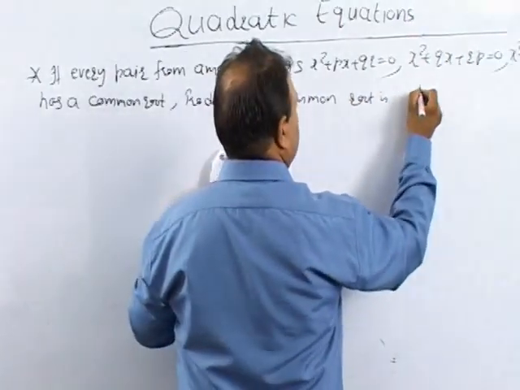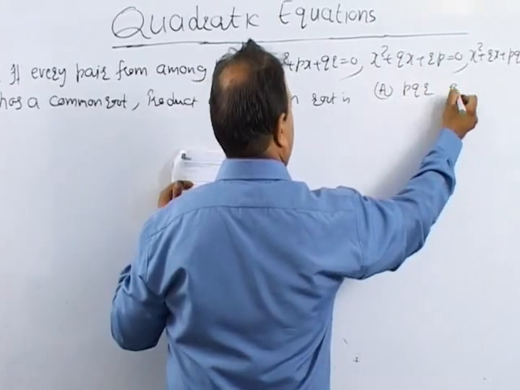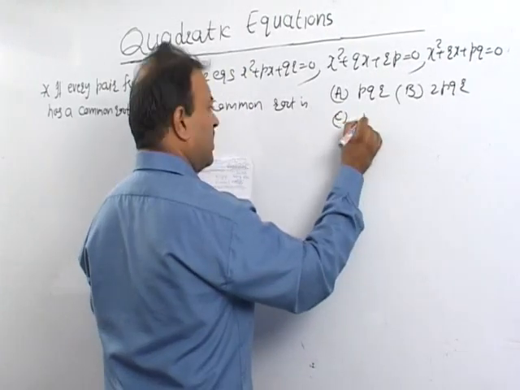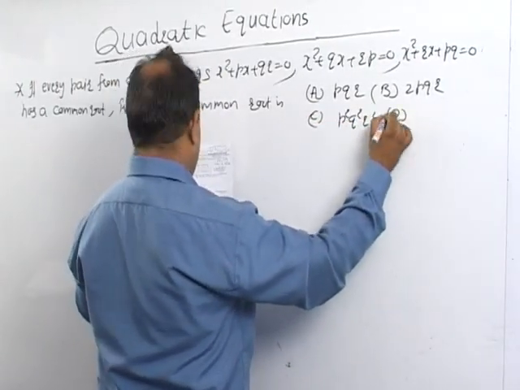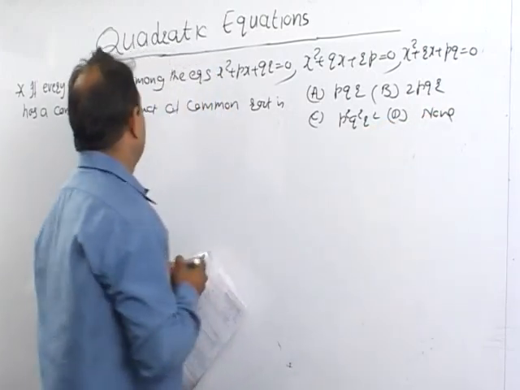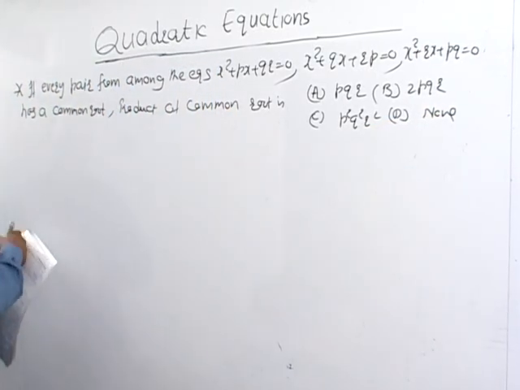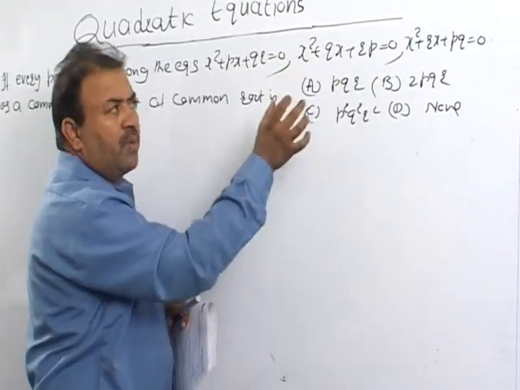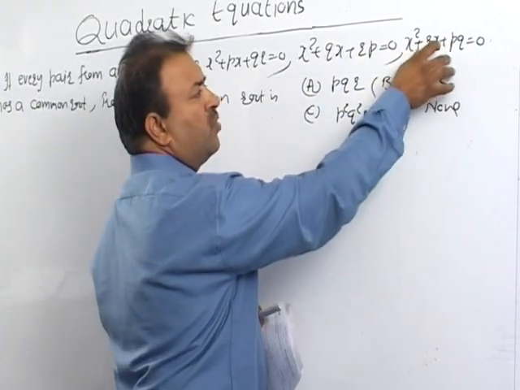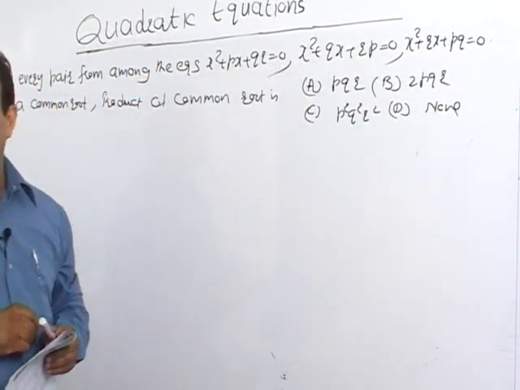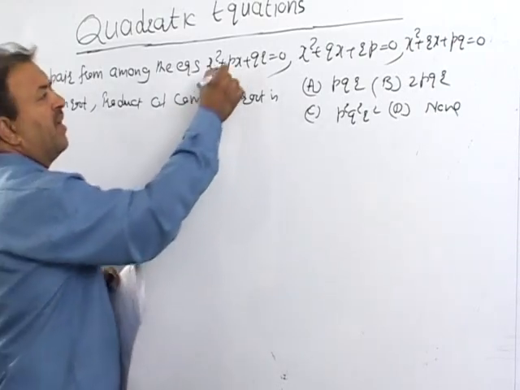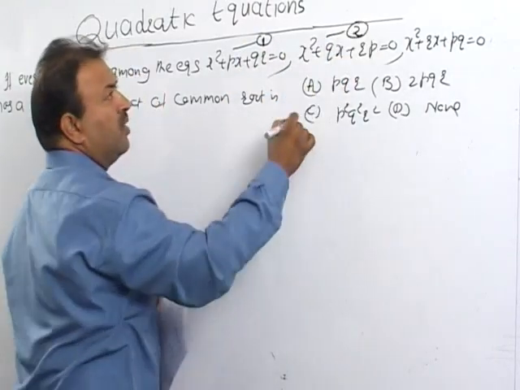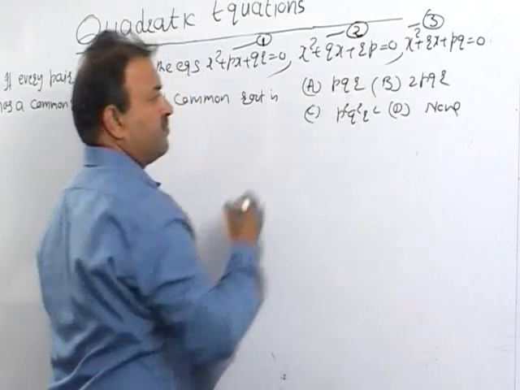The A option is pqr, the B option is 2pqr, the C option is p square q square r square, and the D option is none of these. Since in this question we have been given every pair, this means the first and second equation have one common root, the second and third have a common root, and the first and third have a common root. So I name this equation number 1, this equation number 2, and this equation number 3.